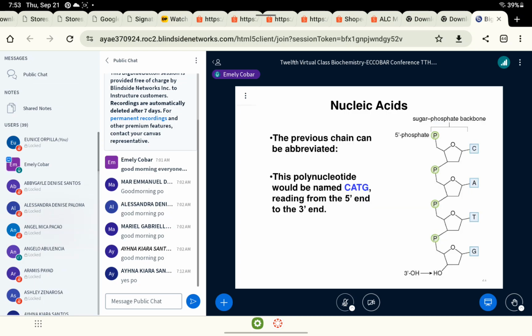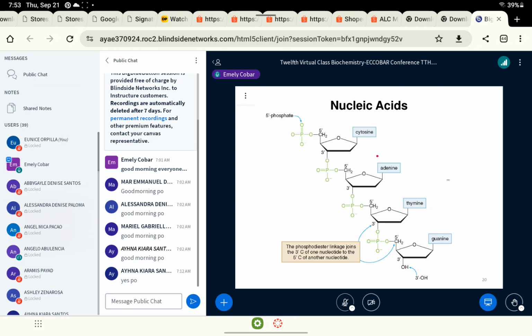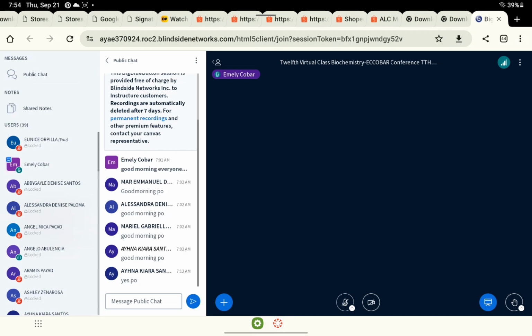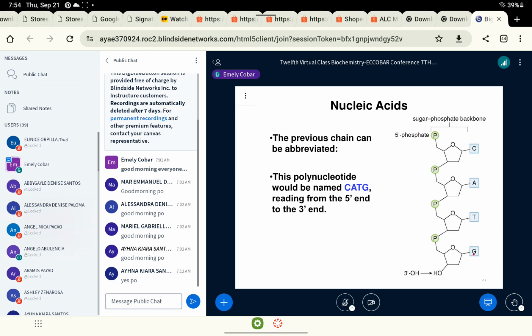Next. Now, the chain, the polynucleotide, can be abbreviated using the names or the one-letter symbols of the nitrogenous bases. On the other side, let us look at cytosine, adenine, thymine, guanine; those are the nitrogenous base components of the nucleotides. For abbreviation, we use the letters C, A, T, G, which is shown in the next slide. And here is the sugar phosphate. Sugar phosphate, sugar phosphate, sugar phosphate backbone.